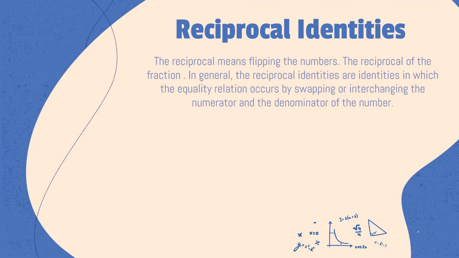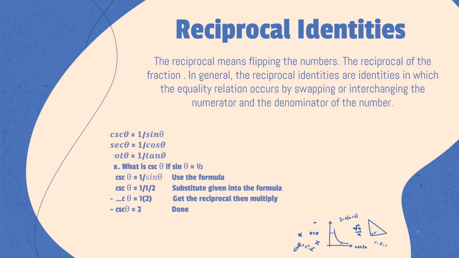Reciprocal identities. The reciprocal means flipping the numbers, the reciprocal of the fraction. In general, the reciprocal identities are identities in which the equality relation occurs by swapping or interchanging the numerator and the denominator of the number. Cosecant is equal to 1 over sine. Secant is equal to 1 over cosine. Cotangent is equal to 1 over tangent.